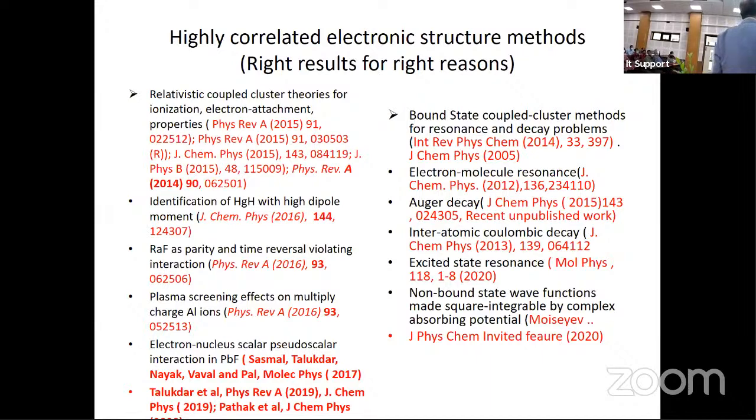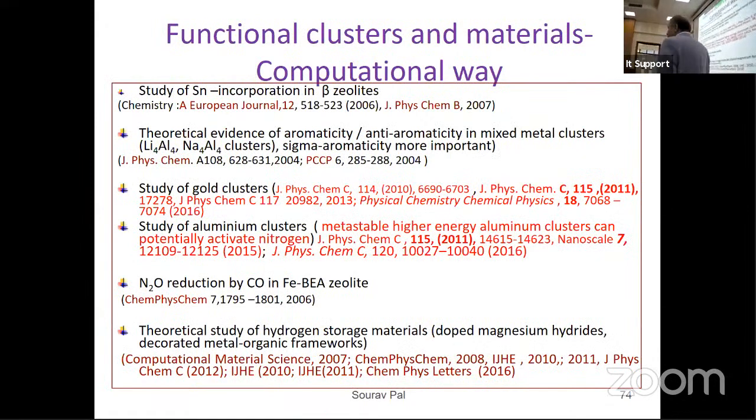Very, very recently, I wrote a Journal of Physical Chemistry invited feature article. I don't have any time to write actually, but COVID allowed me the time. Getting more time in the beginning, March, April of 2020, I could finish the new work. It was the invited feature article. We have done first excited state resonance, which is very, very hard to do. The excited states are very hard. Here we are talking about a resonance state, not a bound state. So with what I call complex absorbing potential coupled cluster, we published that in Molecular Physics and several things that we keep on doing. I'm also working on materials, as Professor Murthy said, computational material science.